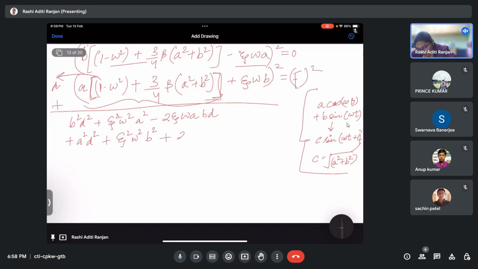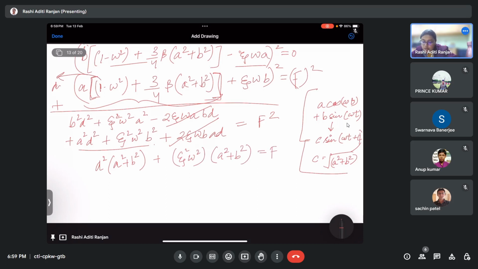And plus twice of epsilon omega B A into D is equal to F square. Now these two terms are going to get cancelled, correct? Plus and minus. I'll have D square into A square plus B square, plus epsilon square omega square into A square plus B square, which is equal to F square.